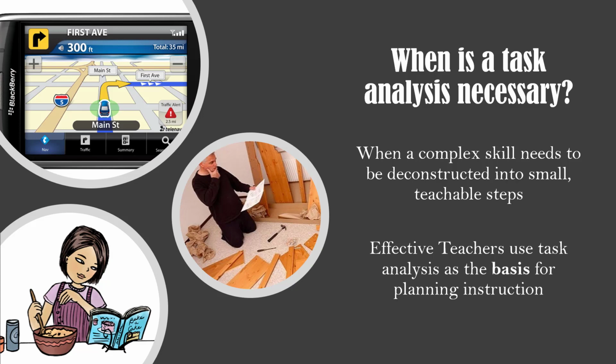So they plan their instruction around what part of the task analysis that kid needs to learn. That way the teacher, from the planning stage, has brought themselves to the learner's level. They know what skills the learner needs to learn. They know what the learner can do. They know what the learner can't do. And therefore, teaching at that level makes the learner more likely to be successful and to actually acquire that complex skill in these small steps.